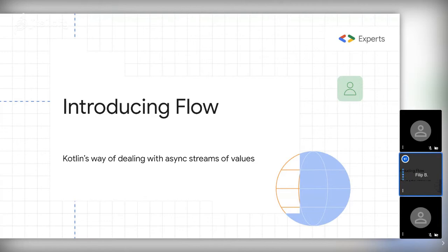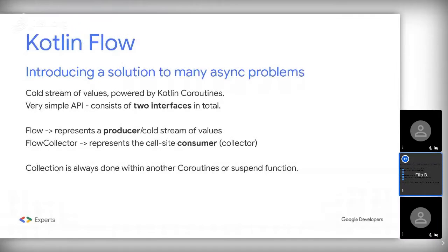And because it's a part of the language and part of the language specification, you can be sure that it works with all the new features of the language, and that it's being developed in a good way by the same people that are developing the language you're using. So what is Flow, and how does it create a new solution to async problems? First off, it's a way to create streams of values, powered by Kotlin coroutines. And I'll get to what this means a bit later on.